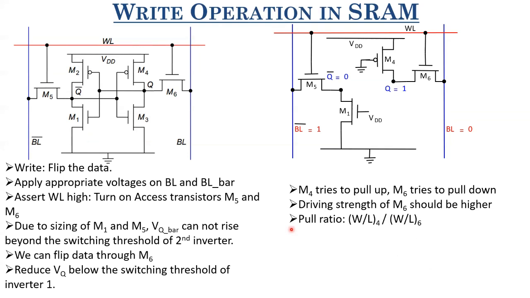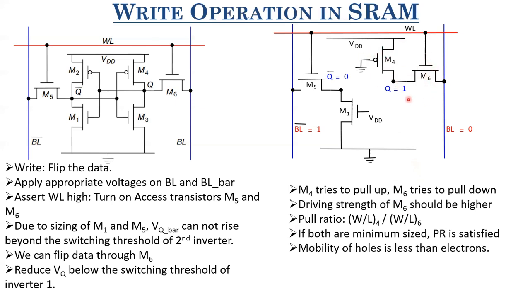Now let us look at a particular case. Let's say that both M4 and M6 are minimum sized. If M4 and M6 are minimum sized, is the driving strength of M6 higher than the driving strength of M4? Yes. And I say that the pull ratio constraint is satisfied. Why do I say so? Because M4 is a PMOS and M6 is an NMOS.